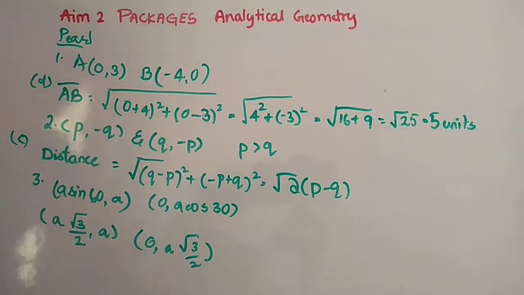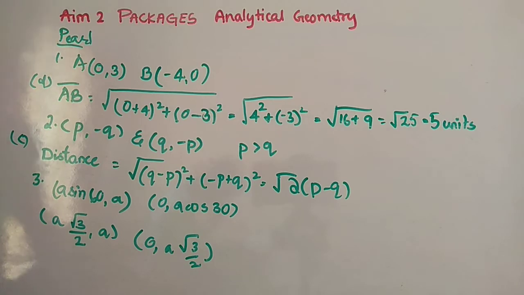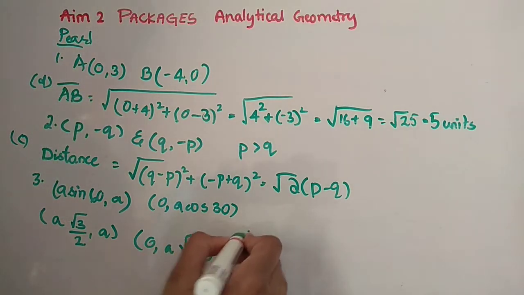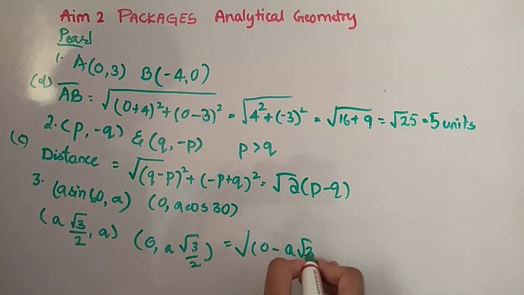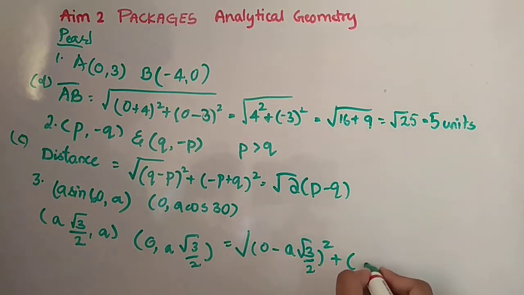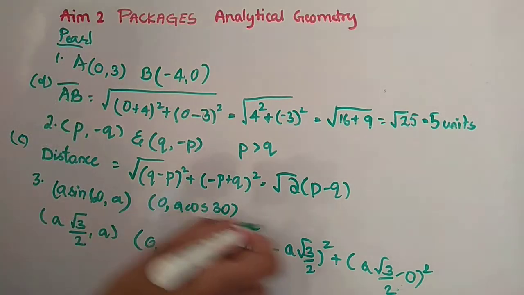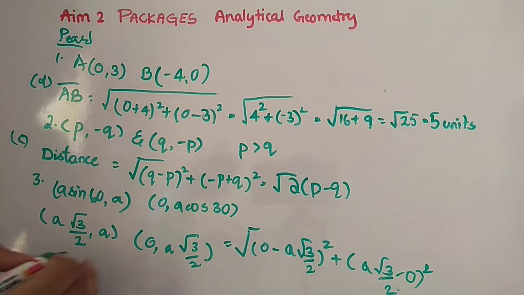Next, we have to find the distance between these two points. So how to find the distance between these two points we will see now. The same formula only every time we have to use, that is (x2 minus x1) root 3 by 2 whole square plus (y2 minus y1) whole square. This is root. Fully you have to extend it in your notebook. I am just writing like this so it will not go wrong.